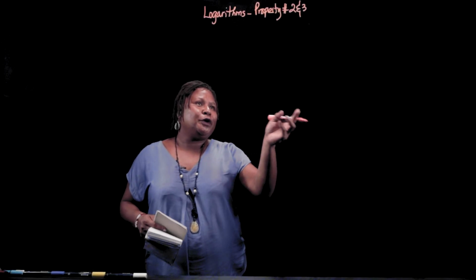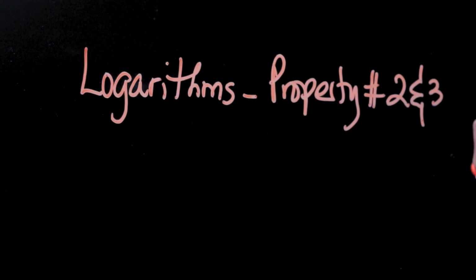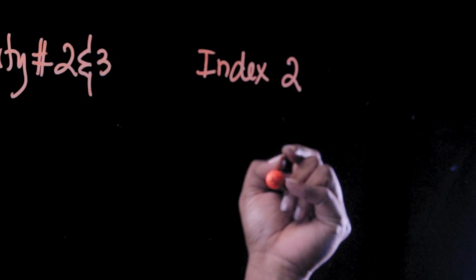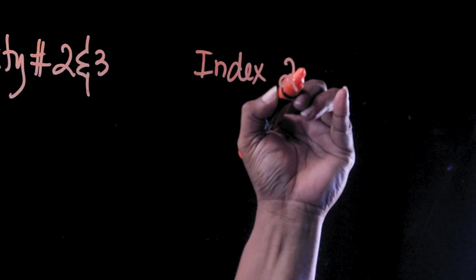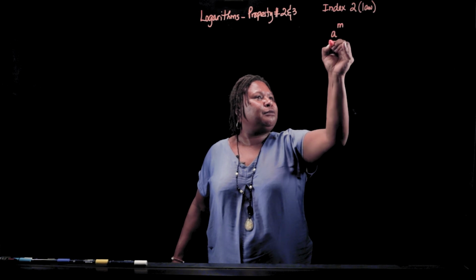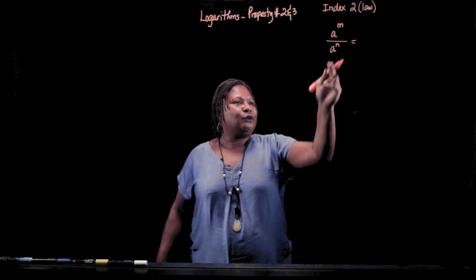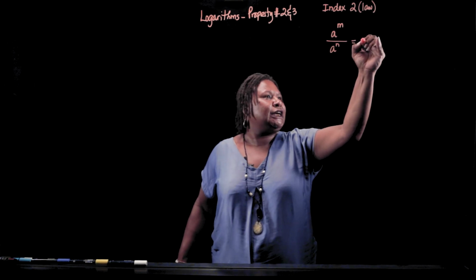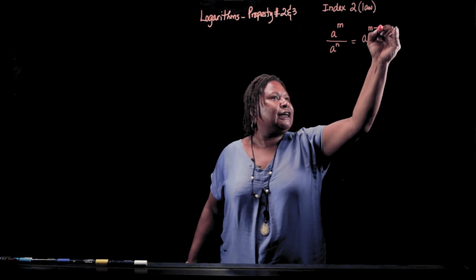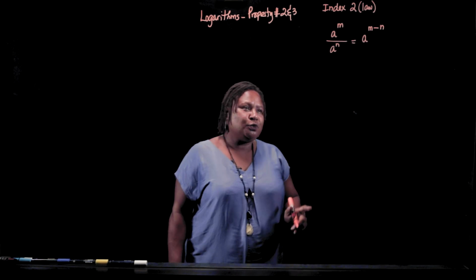Before we move on, let's just review the index law. Index law number 2 states that if you divide two indices with the same base, so let's say a to the power of m divided by a to the power of n, when the bases are the same, we simply subtract the powers. So a to the power of m minus n. That's index law number 2.